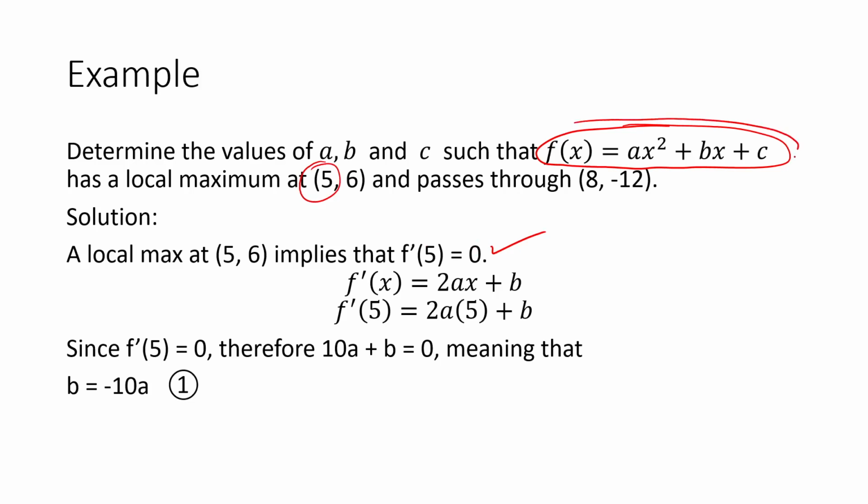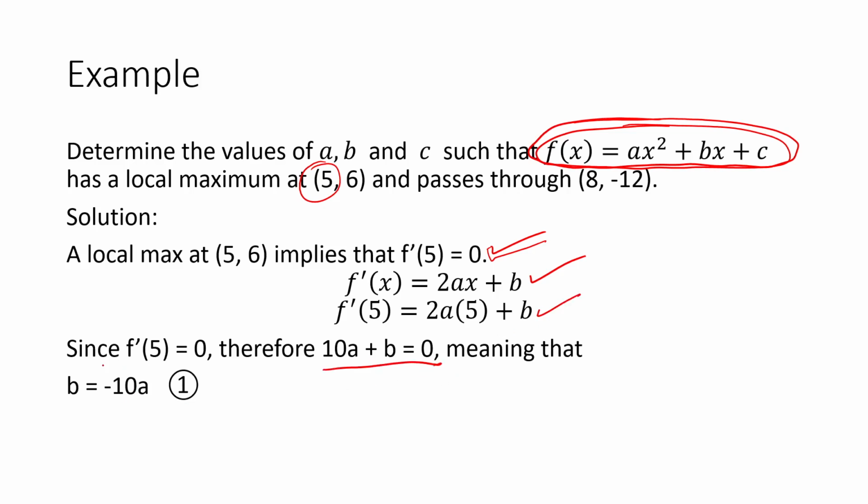Well, let's figure out the derivative of that polynomial function. The derivative is 2ax plus b. If I know that f prime 5 equals 0, then that's like saying 2a times 5 plus b is equal to 0, which means 10a plus b equals 0.